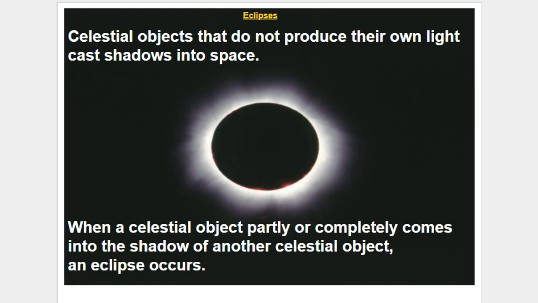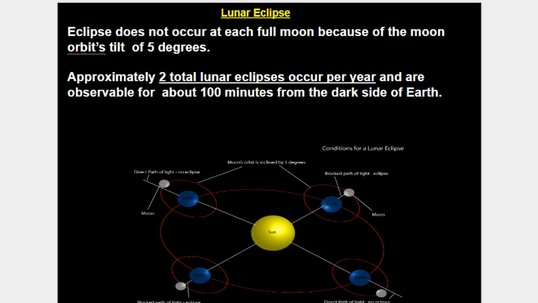Celestial objects, meaning things in space, don't naturally produce their own light unless they are a star, or our sun in our case, in our solar system. So celestial objects that don't produce their own light, such as planets and asteroids and moons and things of that nature, cast shadows into space. When a celestial object partly or completely comes into the shadow of another object, an eclipse occurs.